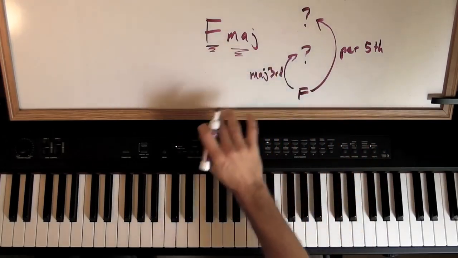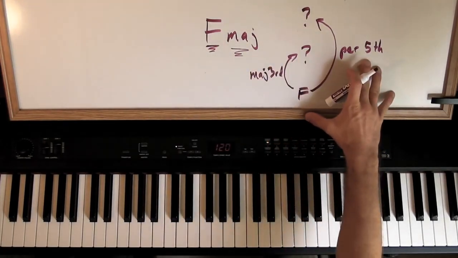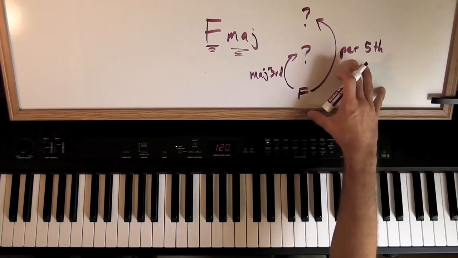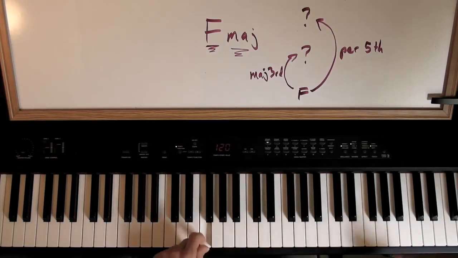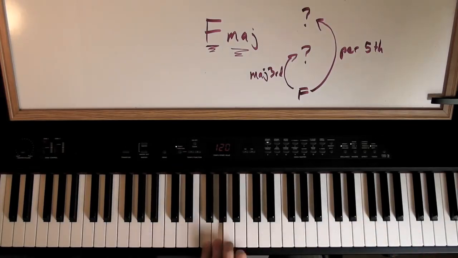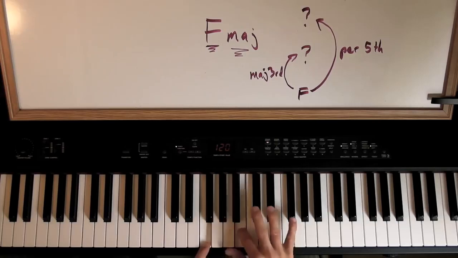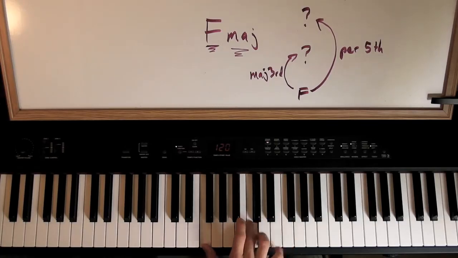So anyway, we have our third, we figured that out. Now we need to find this perfect fifth. And like I said, it's just 3 whole steps and a half step. So if we start from this F again, we start counting over. Here's a whole step, there's 1. Go another whole step, there's 2. Another whole step, there's 3. And this last little half step takes us right there, and that gives us our fifth.